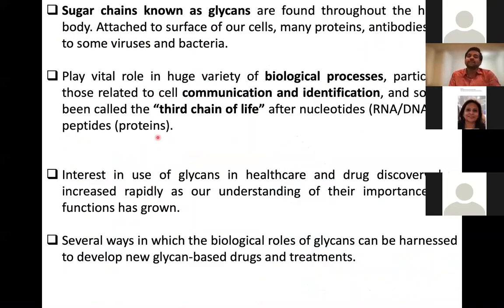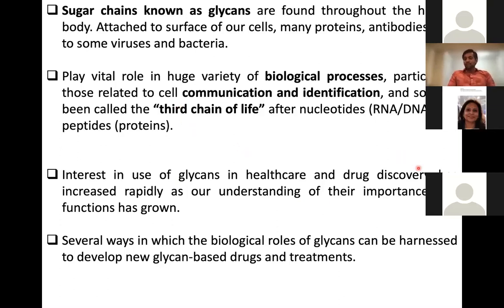Sugar chains, known as glycans, we know are found throughout the human body, attached to our cells, many proteins, antibodies, and also to some viruses and bacteria. They are very important for biological processes, and they are used for communication and identification of various markers also. That's why it is called the third chain of life, after the nucleotides and peptides and proteins.